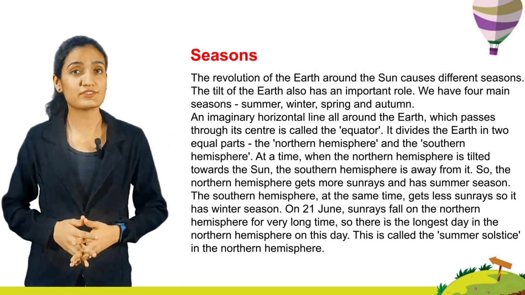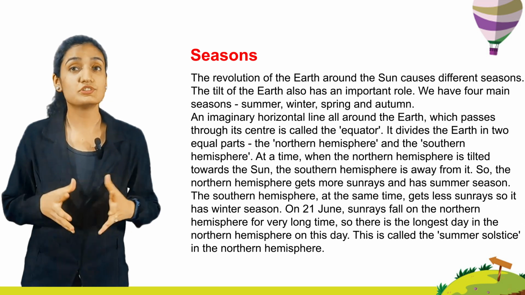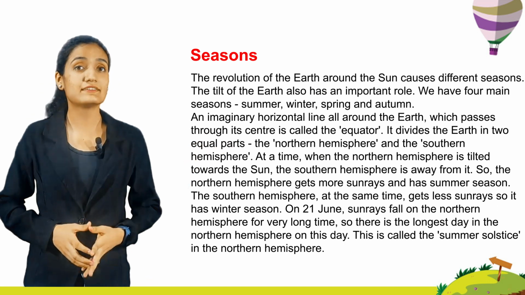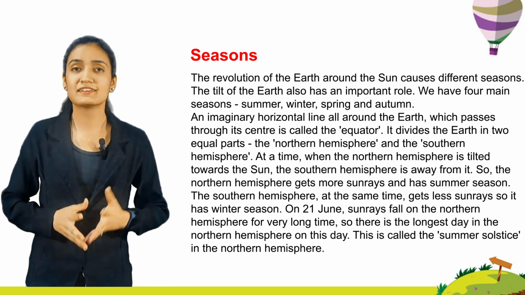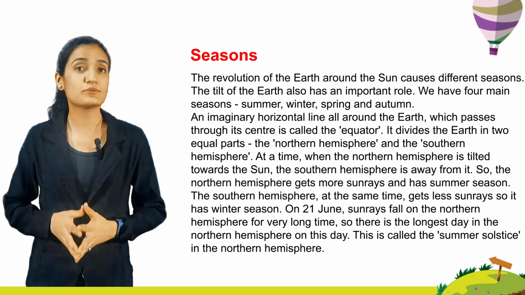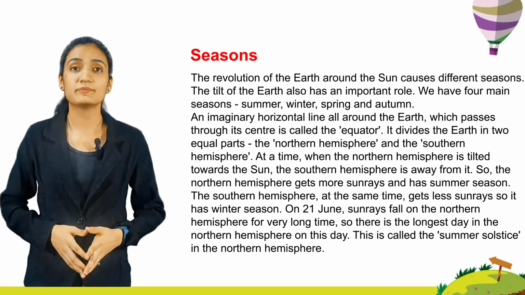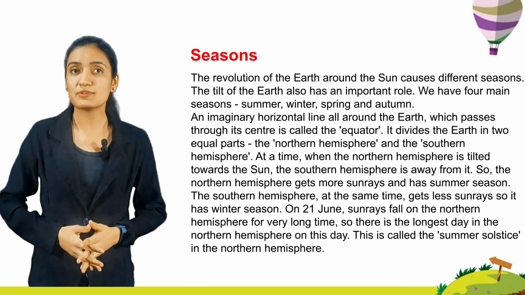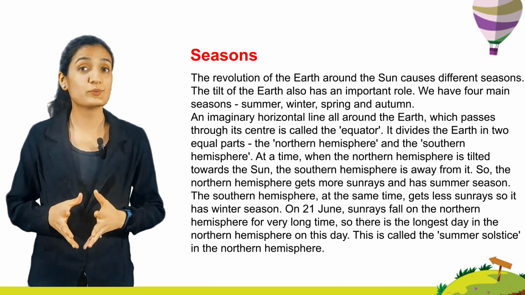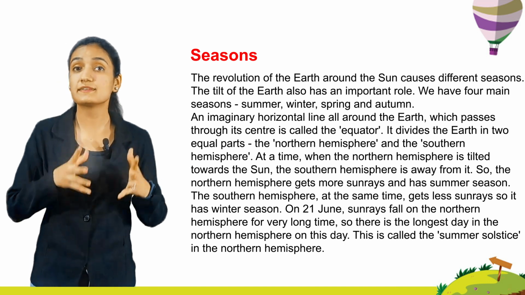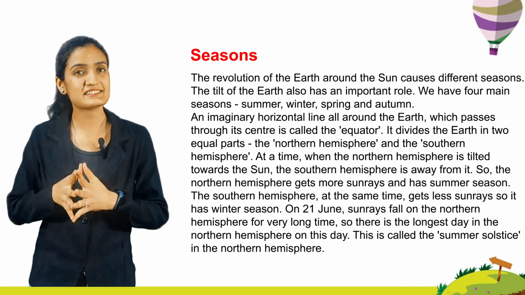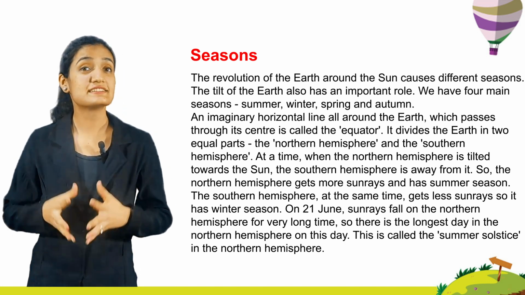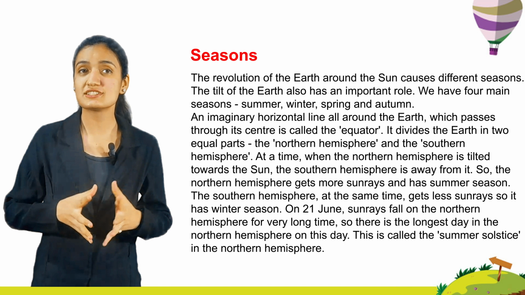An imaginary horizontal line all around the earth which passes through its center is called the equator. It divides the earth into 2 equal parts, the northern hemisphere and the southern hemisphere. At a time when the northern hemisphere is tilted towards the sun, the southern hemisphere is away from it. So, the northern hemisphere gets more sun rays and has summer season. The southern hemisphere at the same time gets less sun rays, so it has winter season.